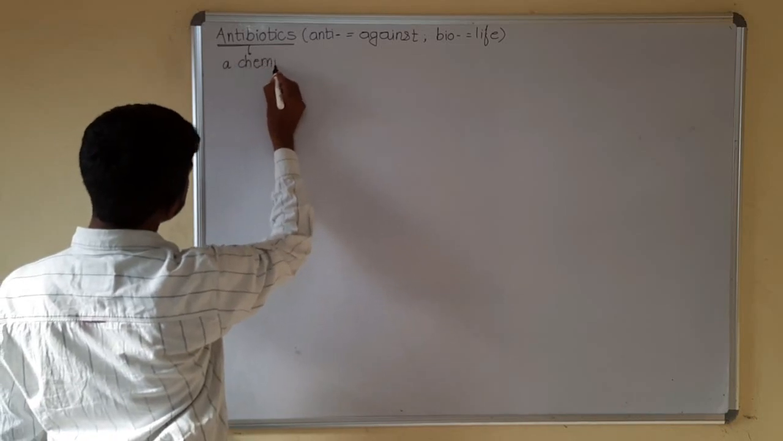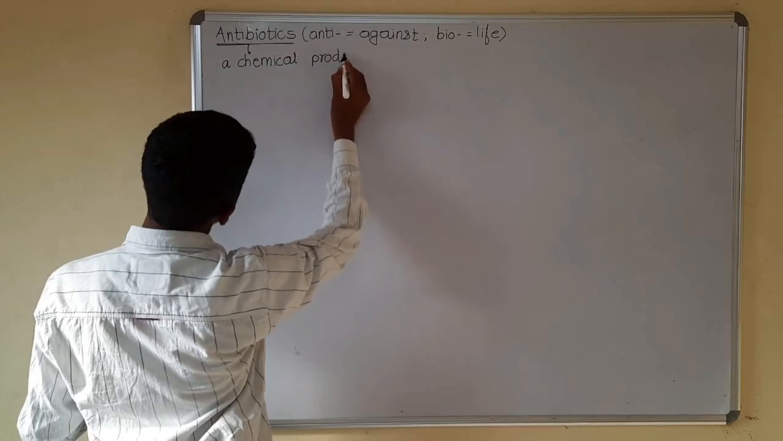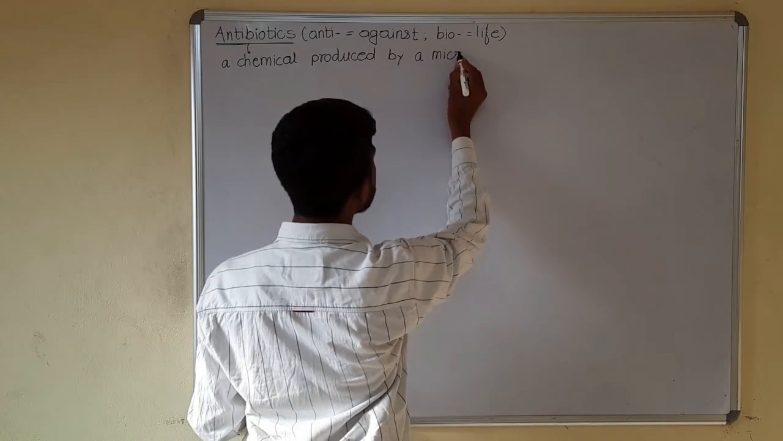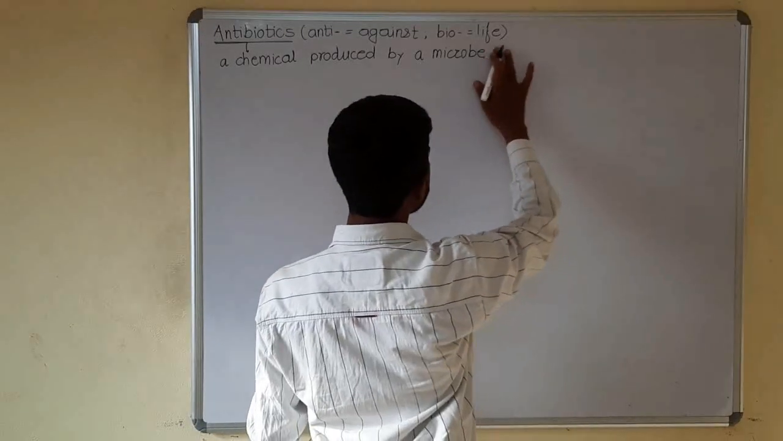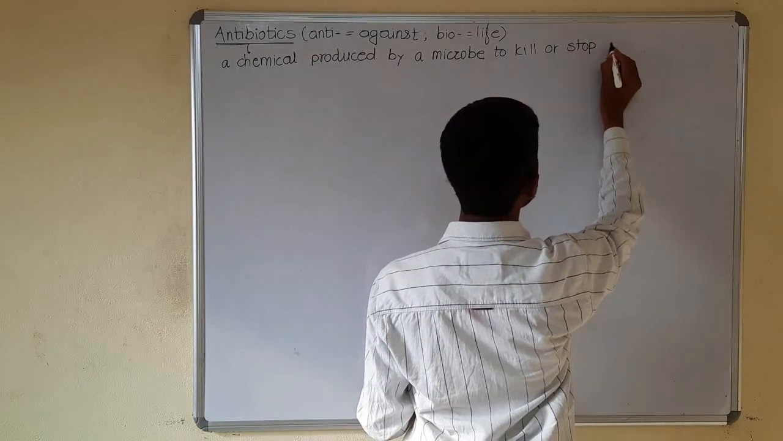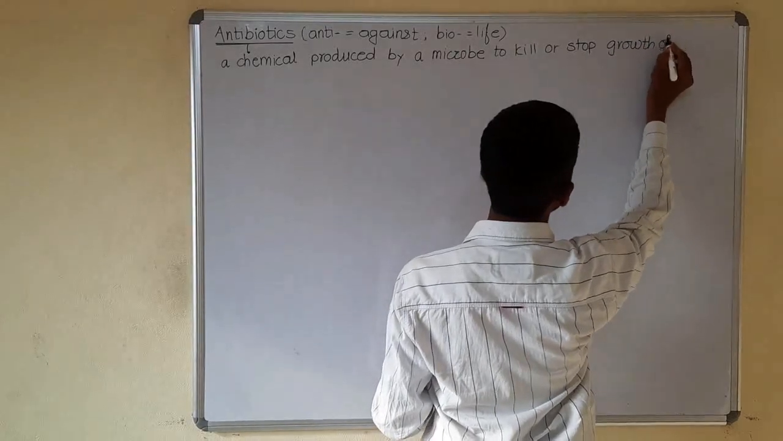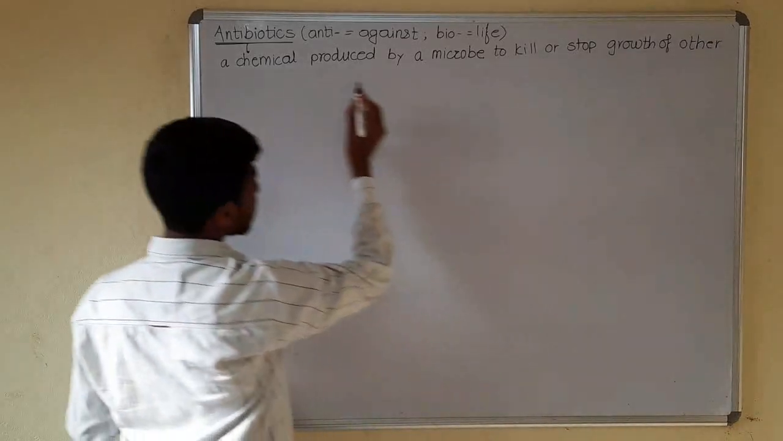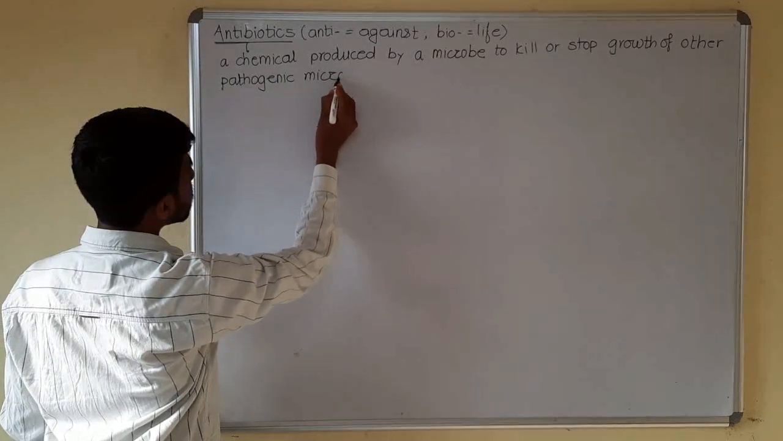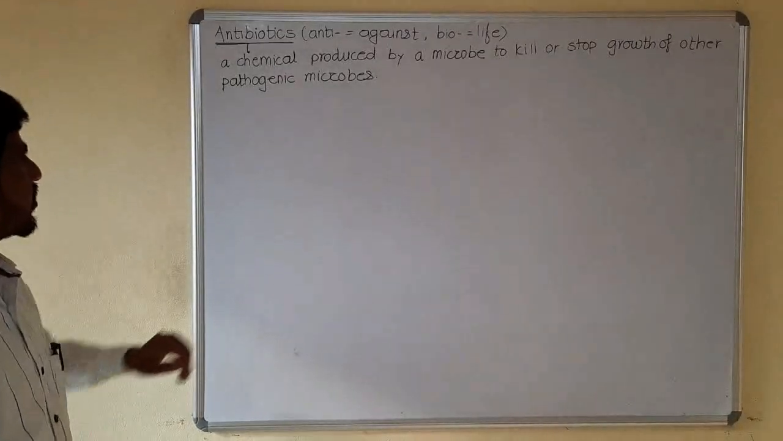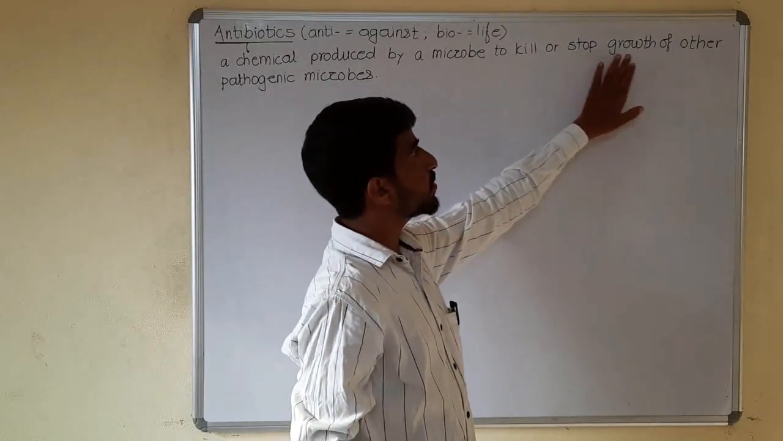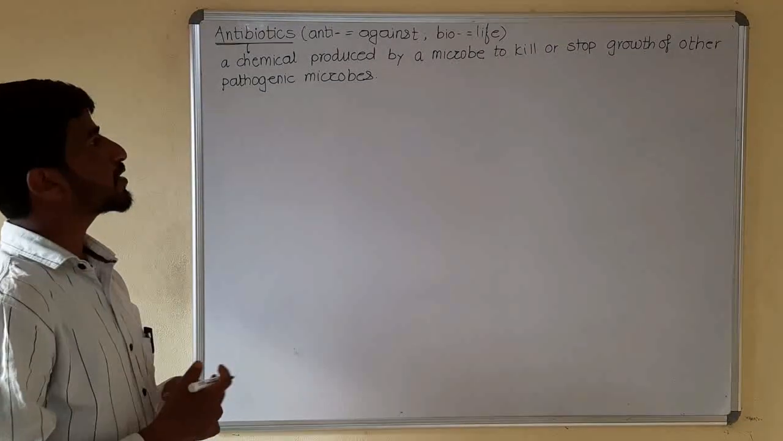a chemical produced by a microbe to kill or stop the growth of other pathogenic microbes. This is the definition of antibiotics. It is a chemical which is produced by a microbe to kill or to stop the growth of other microorganisms which are somewhat pathogenic to us.